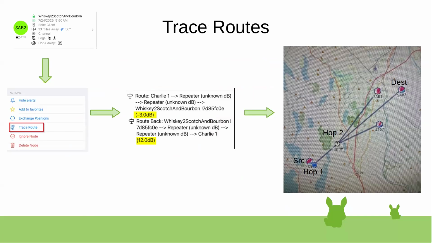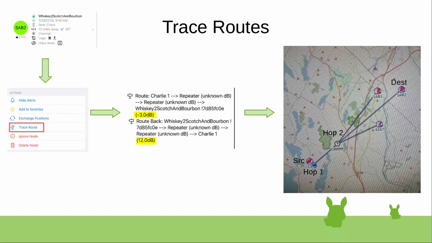Trace routes, this is what we're talking about. When we're trying to troubleshoot or test things, trace route is the go-to. Here's an example. I wanted to trace route to this guy, SAB2. You can see an example of all the information you get from the mesh peers. You see their name, the last seen date and time, the role that device is running, client as it should be, how far away it is based on location, logs from that device, and the hop count from you. All that information is shared on the primary channel.